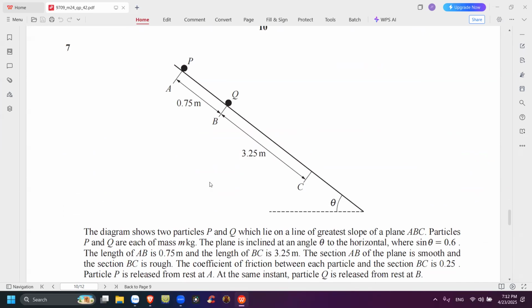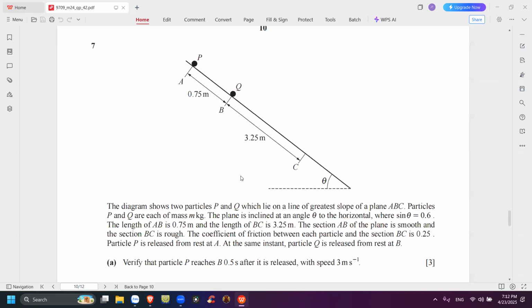What is this? The diagram shows two particles P and Q which lie on a line of slope. A plane ABC, particles P and Q, each is mass M. So they have the same mass, right? Có cùng khối lượng là M hết. The plane is inclined at angle theta to horizontal with sin theta is 0.6. Length of AB is 0.75 meter. Length of BC is 3.25 meter.